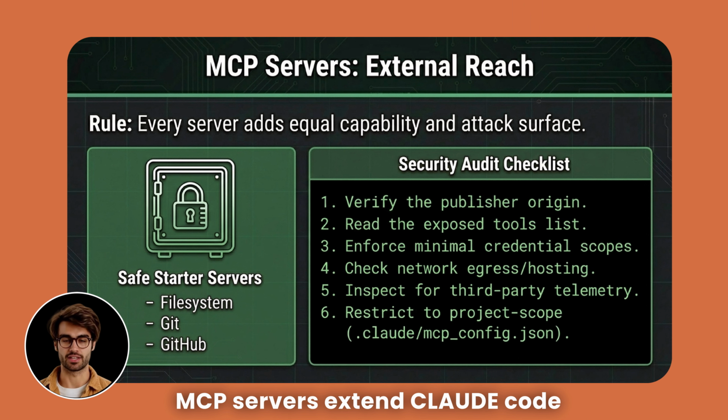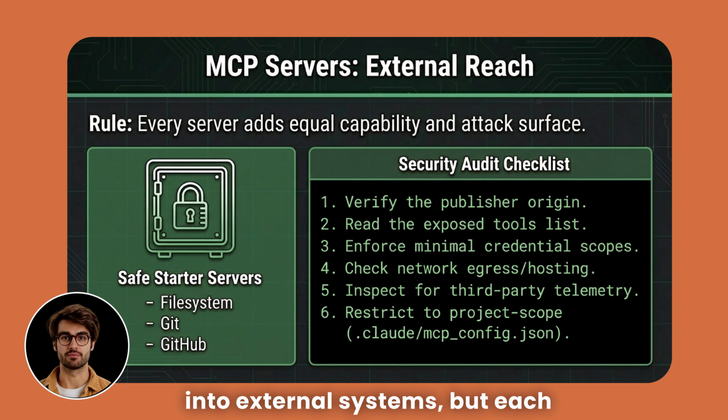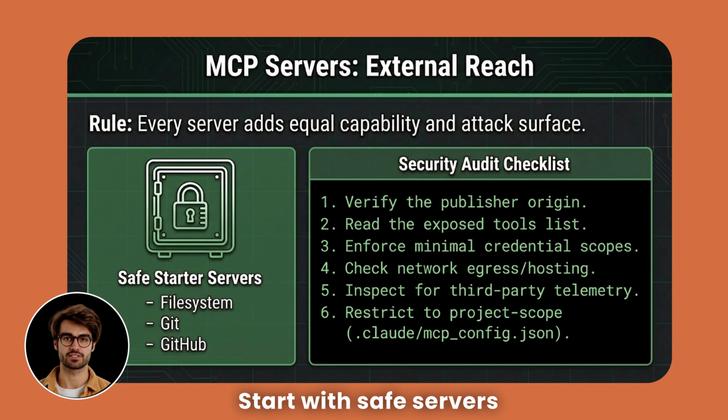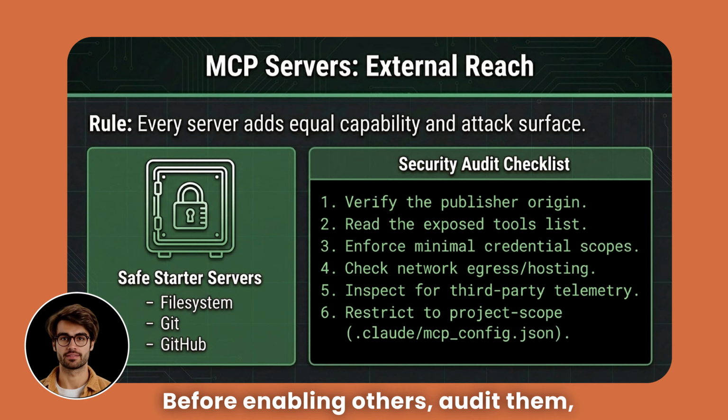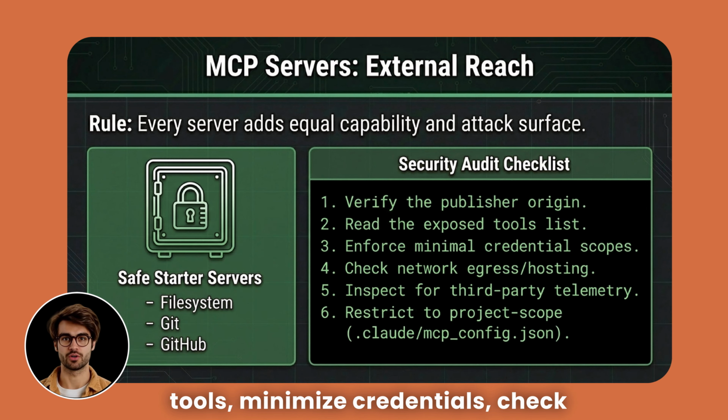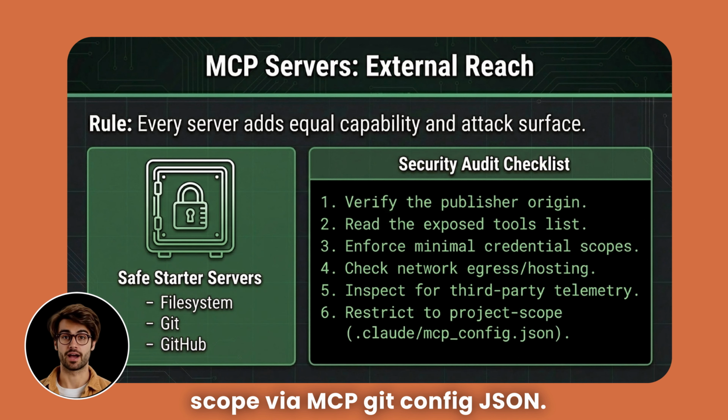MCP servers extend Claude Code into external systems, but each one expands your attack surface. Start with safe servers like file system and Git. Before enabling others, audit them. Verify the publisher. Review exposed tools. Minimize credentials. Check hosting and telemetry. And restrict scope via MCP config JSON.